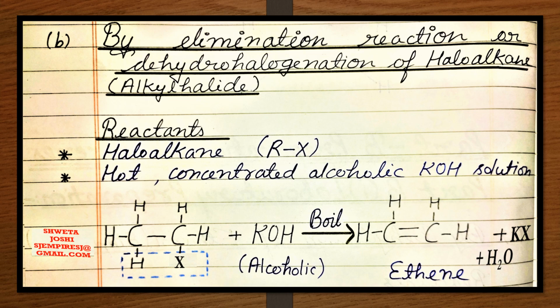So upon boiling haloalkane with alcoholic solution of potassium hydroxide, H part of haloalkane is removed with OH part of KOH, forming 1 mole of H2O. Now, X, which is halide part of haloalkane, is removed with K part of potassium hydroxide, forming KX, that is potassium halide. So after removal of potassium halide part and water part, ethene is formed.